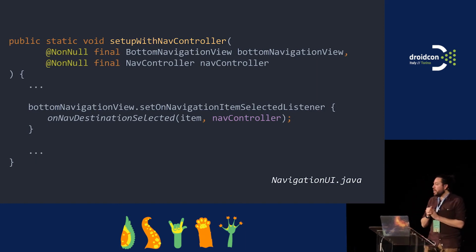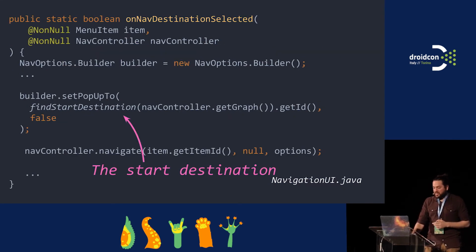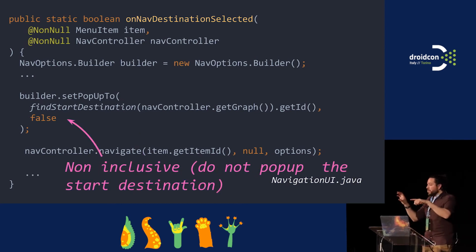What's happening? So that's from the documentation. When you want to bind your view to the nav controller, you have to call this method setupWithNavController. And this method is actually listening to the bottom navigation view, and it calls this method onNavDestinationSelected when you click on a button. And what you see here is the options that are given. So basically, when you are clicking on a new tab, it tells that the tab has a pop-up to the home fragment. And the first fragment is actually the first tab of the navigation view.